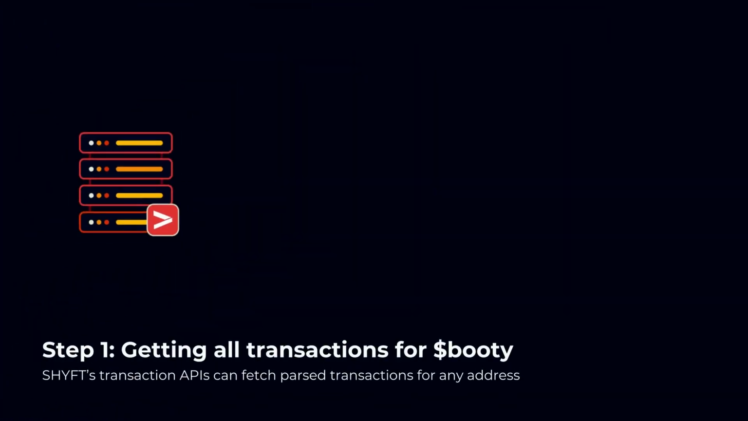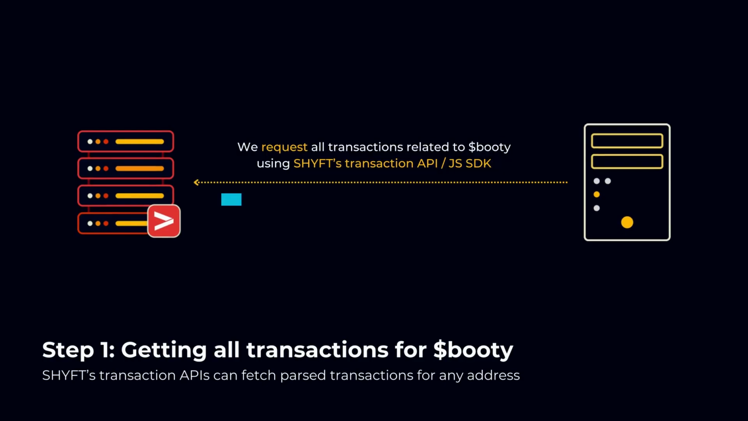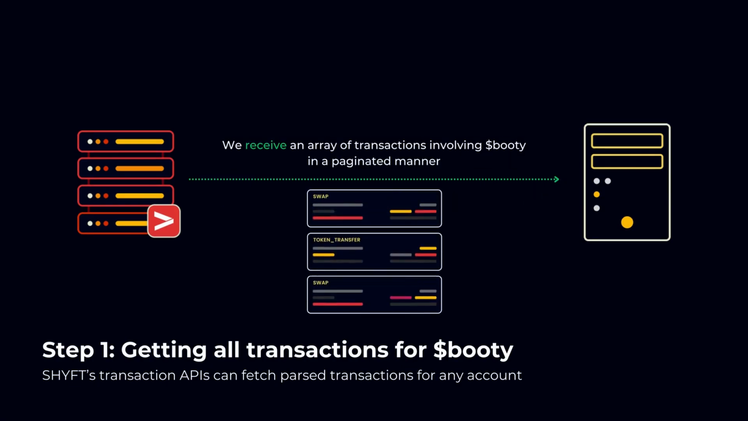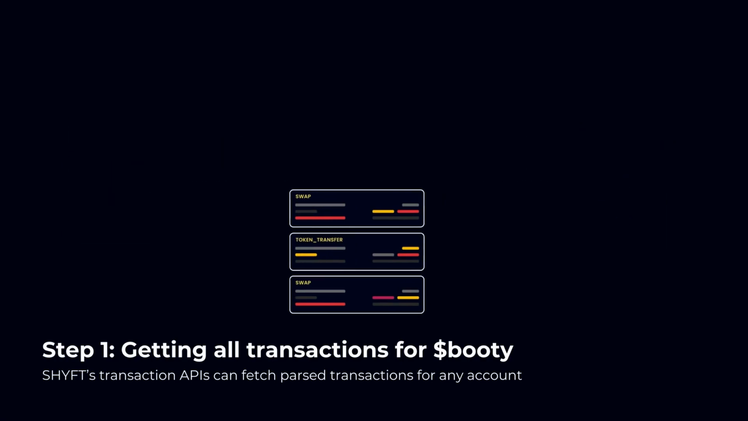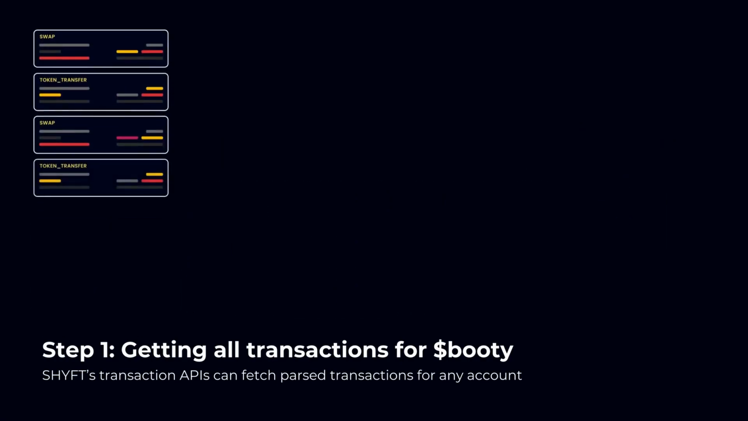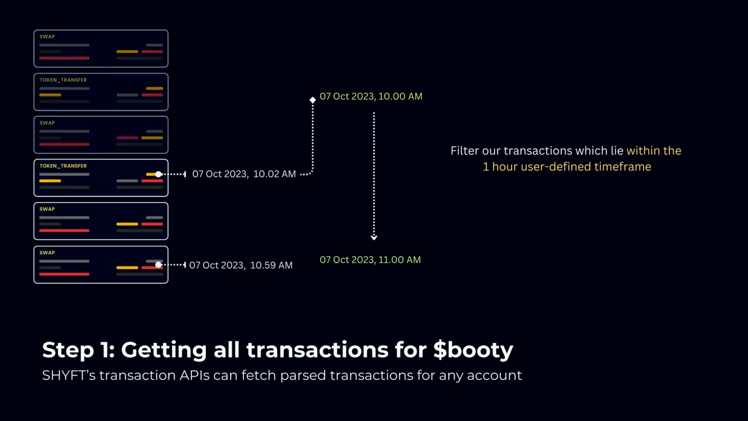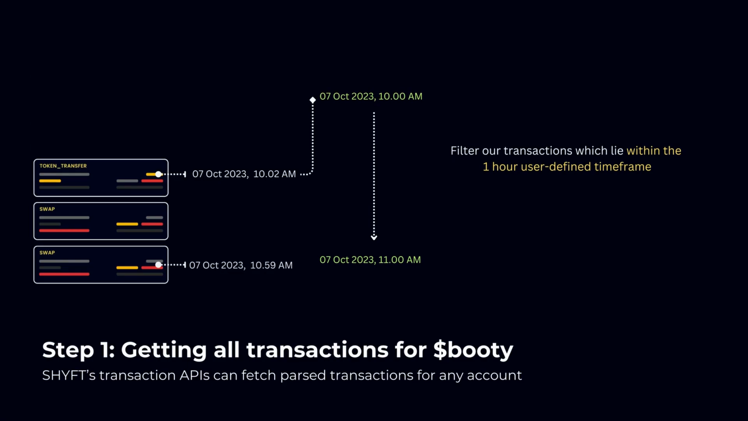So, the first step is getting all the transactions which involve booty tokens. We will make an HTTP request to Shift's transaction/history API with booty token address as a parameter. Once successful, Shift returns an array of transactions which directly or indirectly involve booty tokens. At this point, we need to refine this array by filtering out transactions that fall within the 1-hour time frame specified by the user. To achieve this, we iterate through each received transaction, examine its timestamp, and selectively include only those transactions that fit within the user-defined time frame.